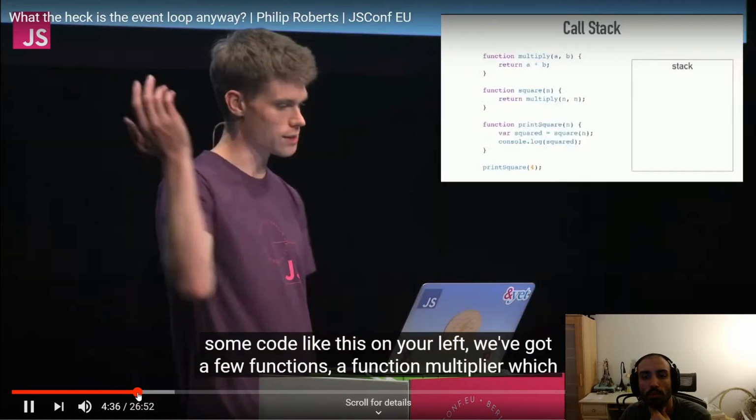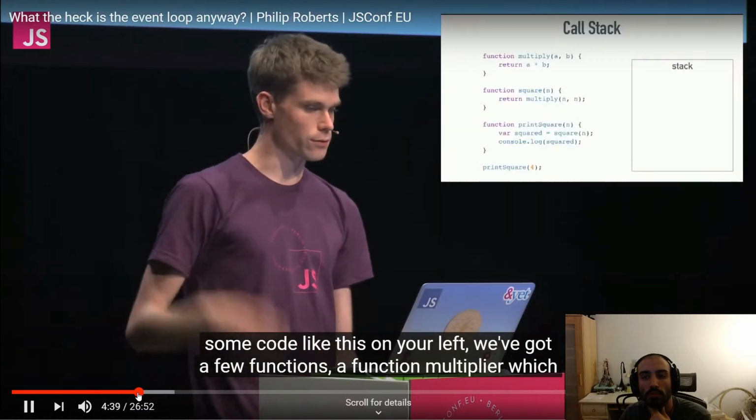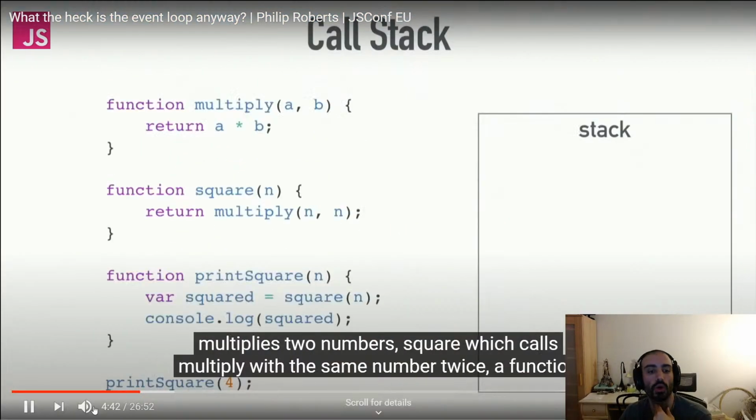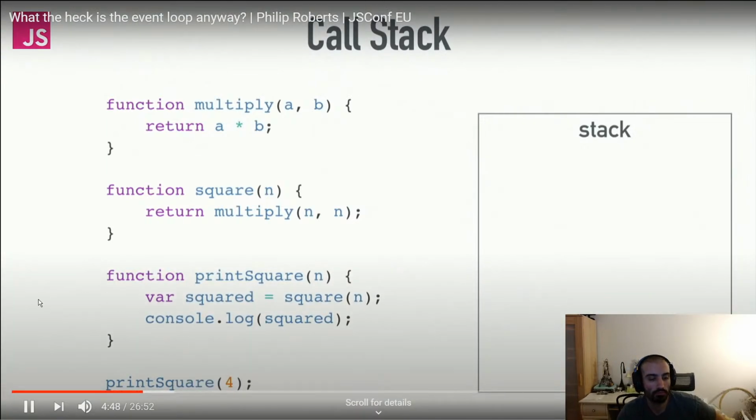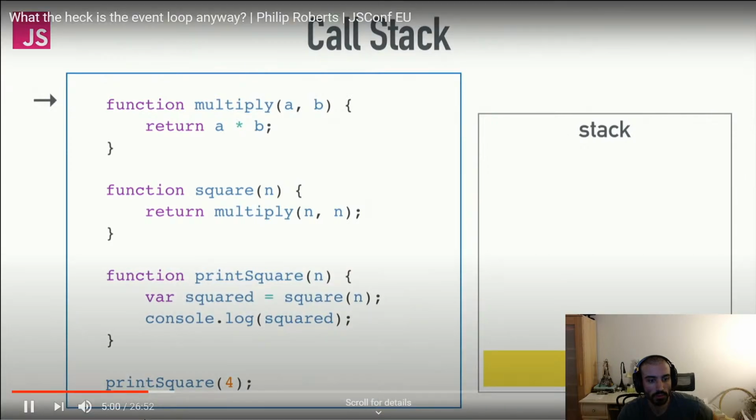So, the call stack. On your left, we've got a few functions. A function multiply, which multiplies two numbers. Square, which calls multiply with the same number twice. A function which prints the square of a number by calling square and then calling console.log. And then at the bottom of our file, we actually run printSquare. Right? This code all good? Make sense?